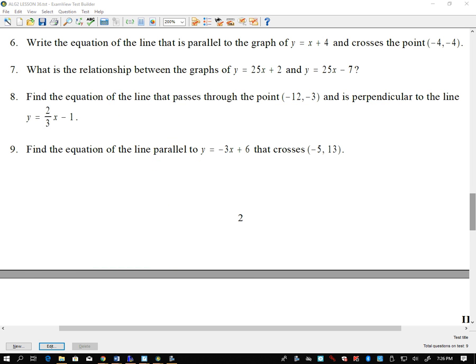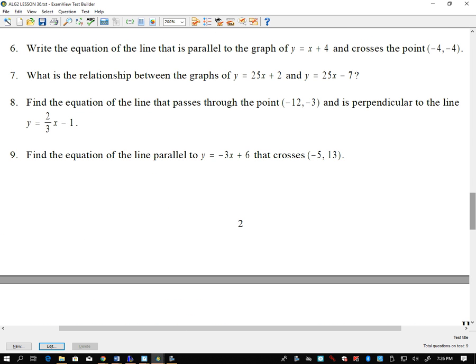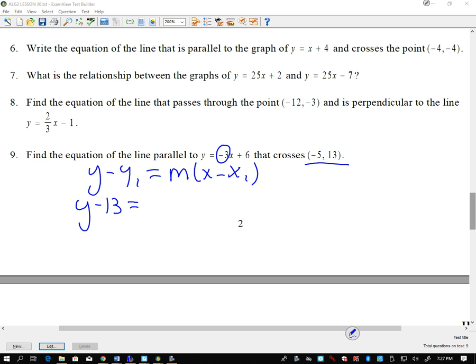Finally, question number 9. So we're just going to keep this to y equals negative 3x plus 6. That crosses negative 5, 13. Y minus y1 equals m times x minus x1. I'm going to keep doing that over and over and over again until you kind of get it into your head. All right, y minus, we're looking for the y. In this case, it's 13. My m, we want to be parallel there, so we're going to keep negative 3, x minus my x, which is negative 5.